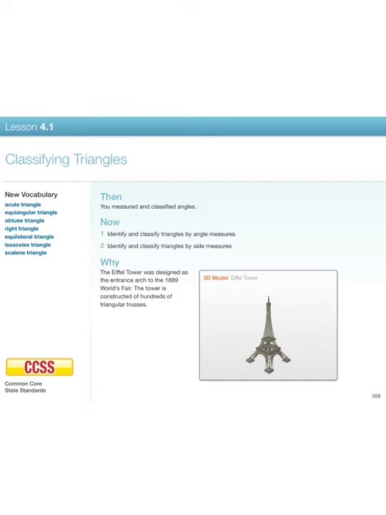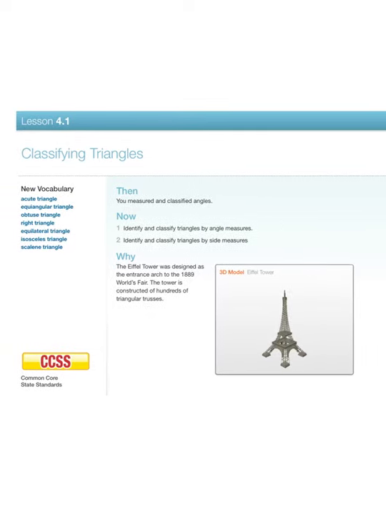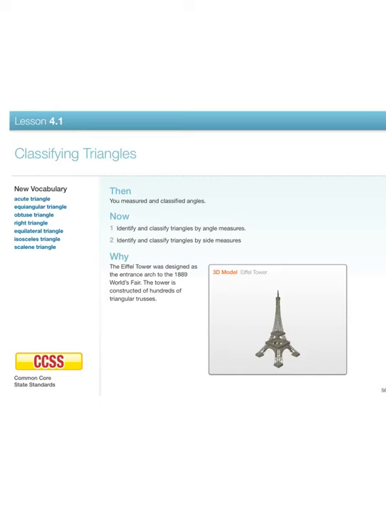Okay, so here we are, chapter 4. In 4.1 we're classifying triangles. Be careful, new vocabulary. Make sure that you've got all the vocabulary understood. What does each of those mean?